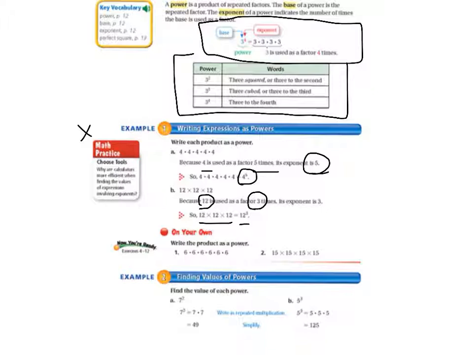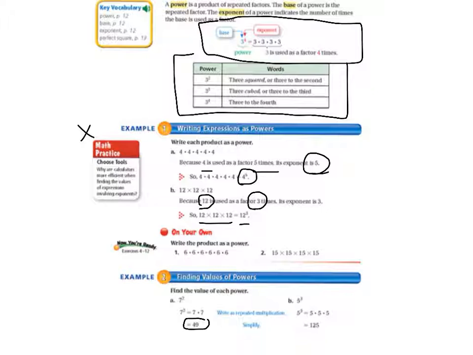Let's look at example 2. Our next skill that we're learning is finding values of powers. So now that we know how to write them, we need to find the values of them. So we have 7 to the second, or 7 squared, and instead of going one direction, we're now taking it apart going the other direction. 7 squared equals 7 times 7, and it's a basic math fact. 7 times 7 equals 49.